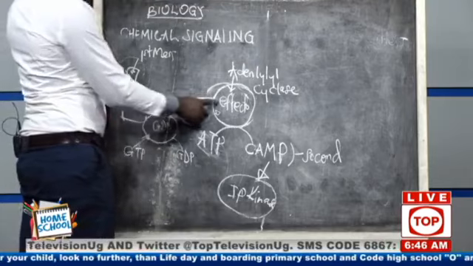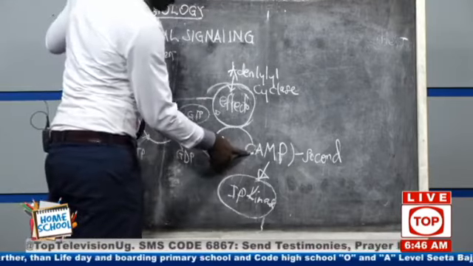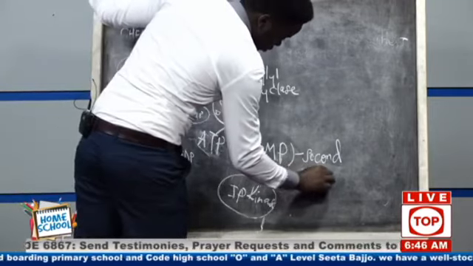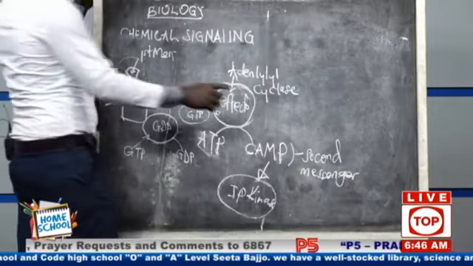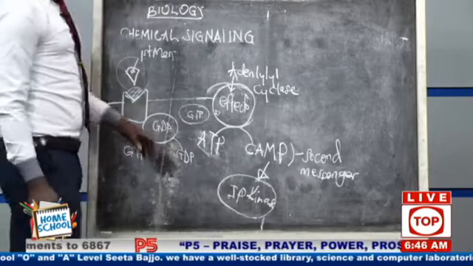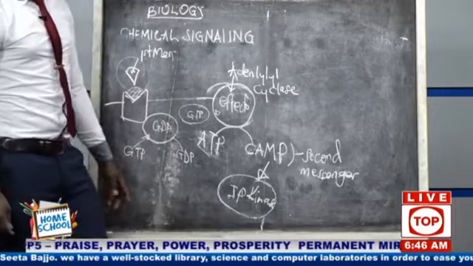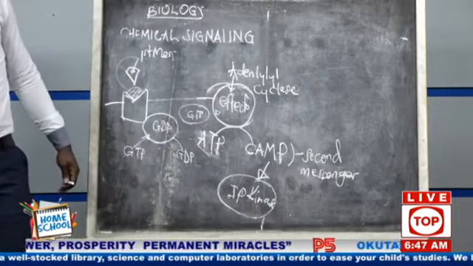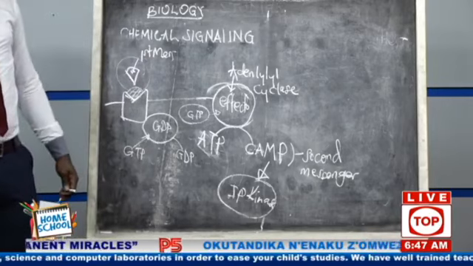cyclase, which then catalyzes the conversion of ATP to cyclic AMP, which is a second messenger. And this cyclic AMP in turn activates inactive protein kinases, to have the effect that we are going to have. So that is what we are talking about.